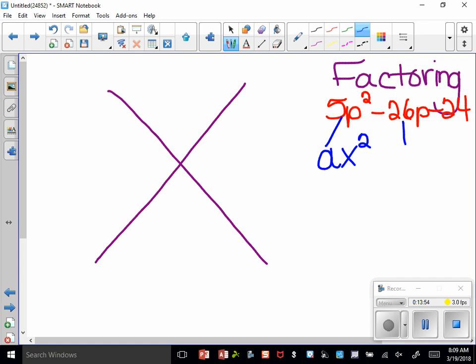This term here is your b term. Okay, so that's the x term. So if I ask you what's b, you would say negative 26. So what do you think this term is called? We're going in order. C. C is always your constant. Okay, that means it doesn't have a variable. So C is your constant. And that is how we label a quadratic function.